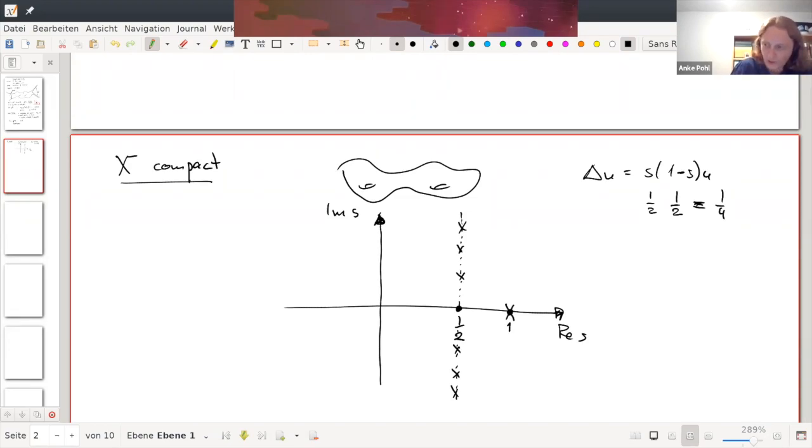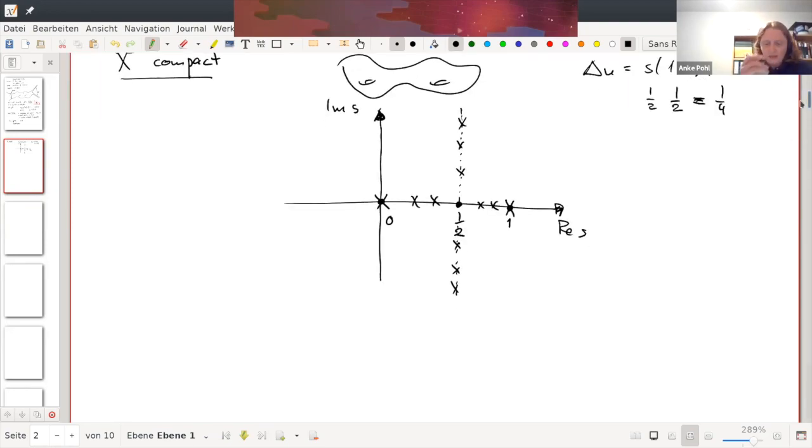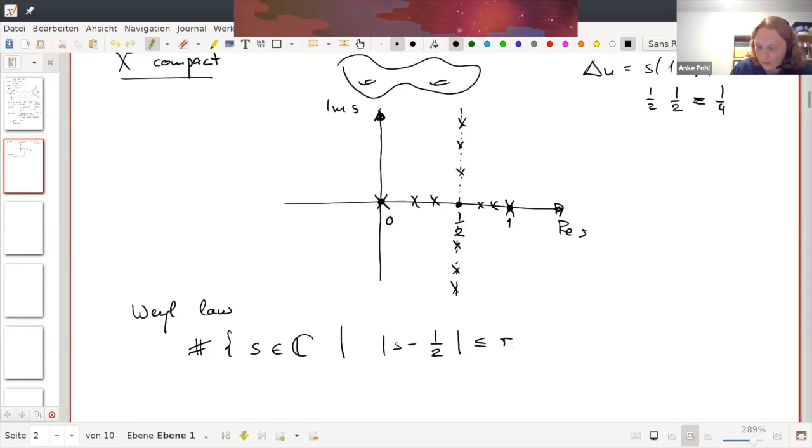So the spectral parameter is 1. We have, of course, 1 and 0, and we might have a finite number of additional ones somewhere here between 0 and 1, and then it's symmetric to the axis. What people are interested in for many reasons is counting these. To spoiler here already, we have a full Weyl law. So what does it mean? What I want to do is count how many spectral parameters I have in a ball around 1/2, a growing ball. So 1/2 is the center, r is the radius here.